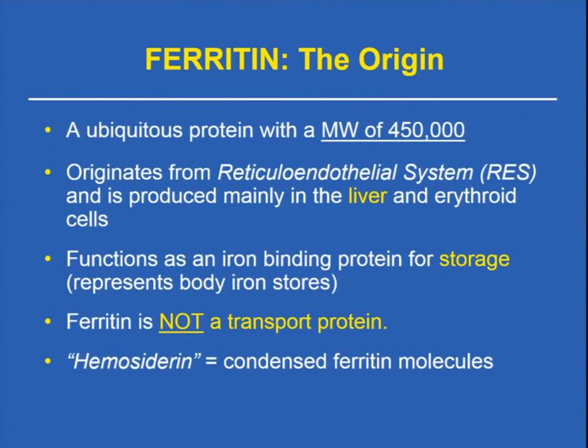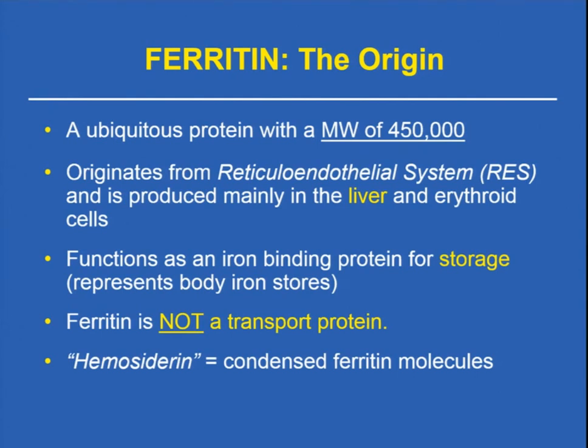Ferritin, as you're aware, is a protein with a very high molecular weight, almost 500,000 Daltons, which originates from the reticuloendothelial system and is produced mainly in the liver and in erythroid cells. So erythroid precursors actually have some ferritin with which they can store iron and ultimately transfer it to hemoglobin synthesis. This functions as an iron-binding protein for storage, and we use the serum ferritin level as a marker for storage ferritin, which is within the tissues. Serum ferritin is not a transport protein. It does not contain any significant amounts of iron.